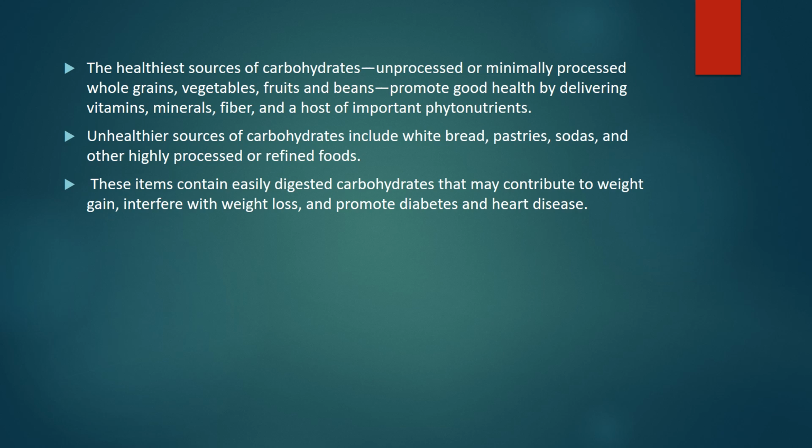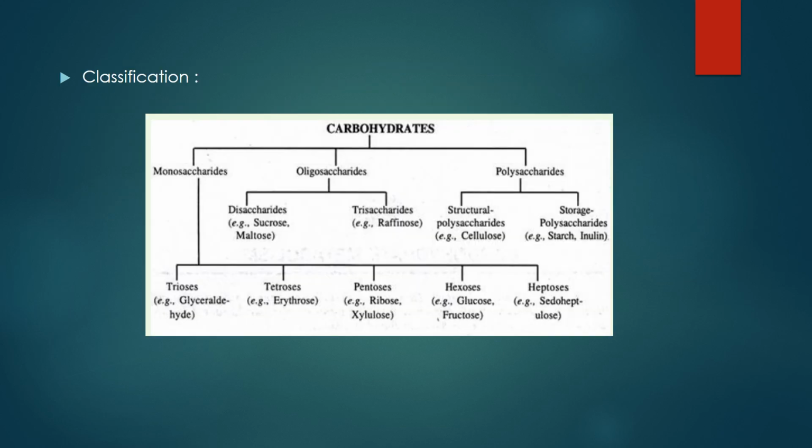Unhealthier sources of carbohydrates include white bread, pastries, sodas, and other highly processed or refined foods. These items are easily digested carbohydrates, and they may contribute to weight gain, interfere with weight loss, and promote diabetes and heart diseases. In this slide, we are going to study the classification of carbohydrates.